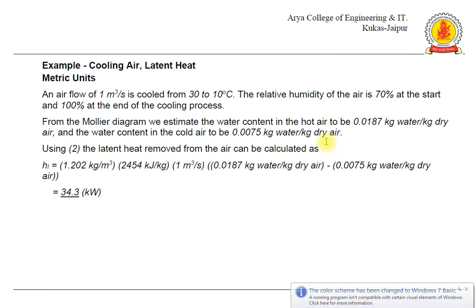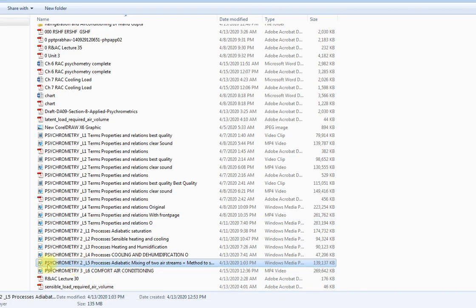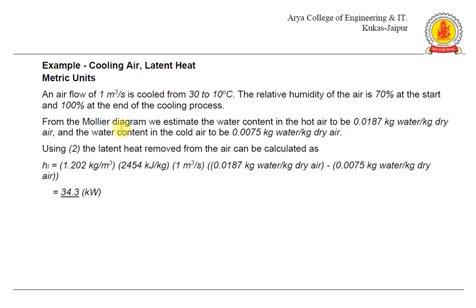Now in this lecture we will take a small numerical and see the use of the psychrometric chart to solve it. I have used the psychrometric chart in my Psychrometry lecture 5, adiabatic mixing of two air streams, heating and humidification. In this I also solved a numerical, and in cooling and dehumidification I also solved a numerical, but it will be good practice.